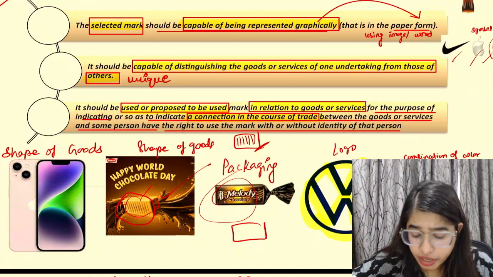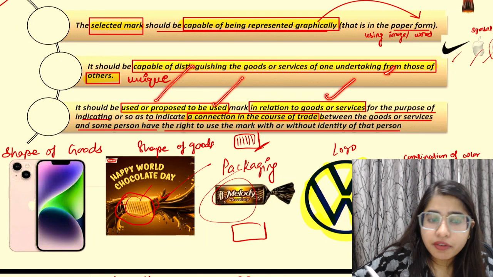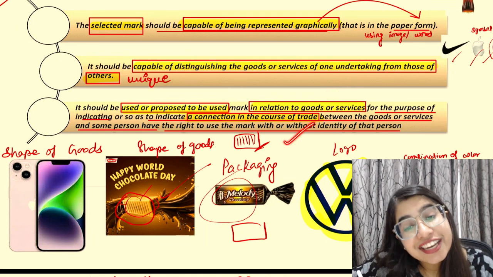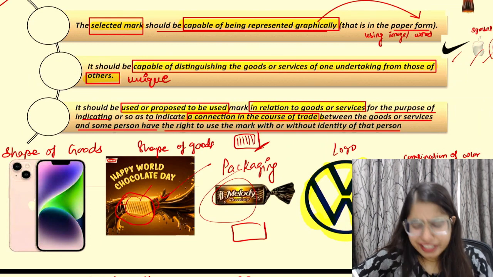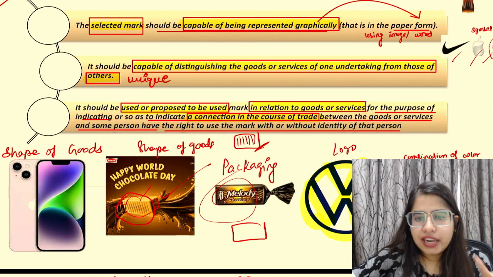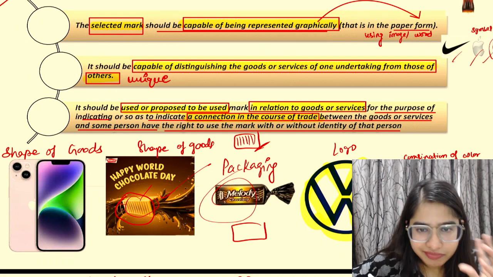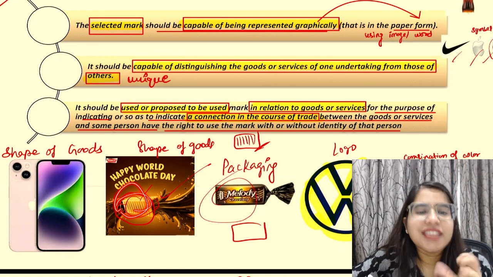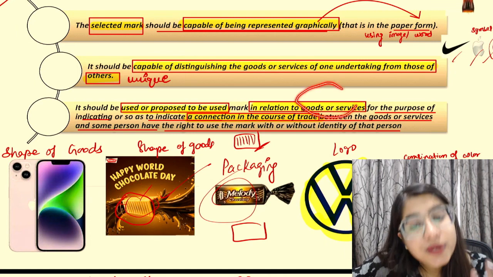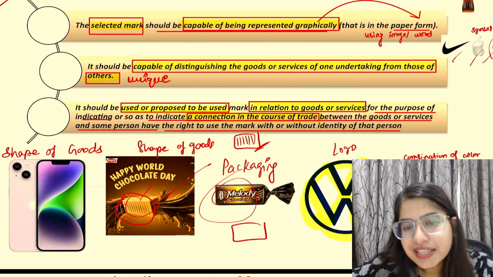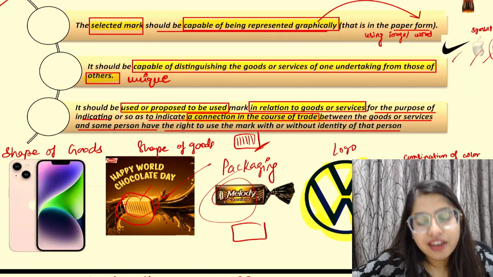And third, it should be used or proposed to be used in relation to goods and service, to indicate a connection in the course of trade. ठीक है. What is the third condition? Let's say I have taken a melody, or the shape of the goods, as a trademark. Now this trademark I can use only in respect of those goods and service relating to my business, my trade, for which I have taken the trademark.